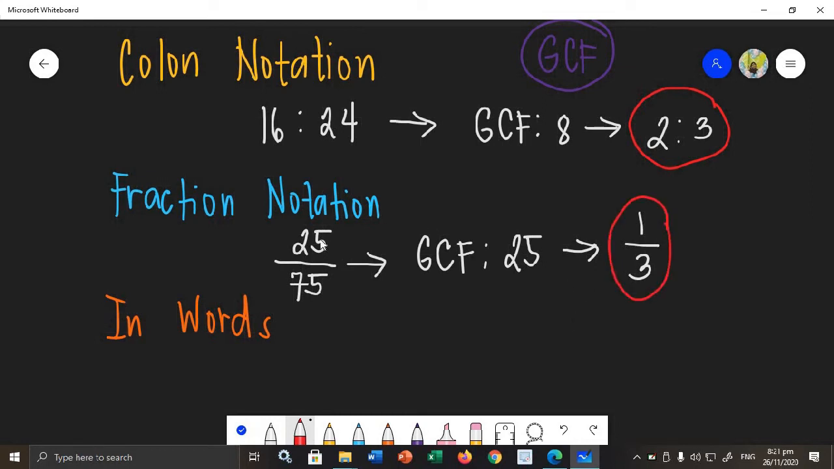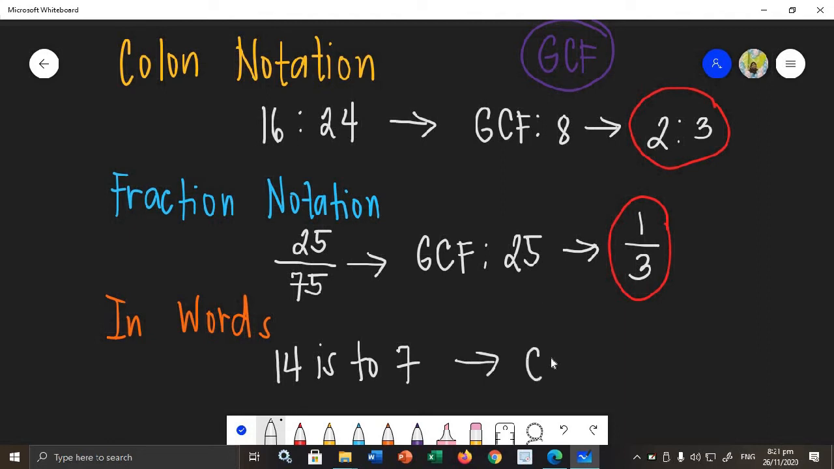Okay? So, dinivide lang natin. 25 divided by 25, that is 1. 75 divided by 25, that is 3. And then how about if the given is in words? Okay, let's say I have 14 is to 7.